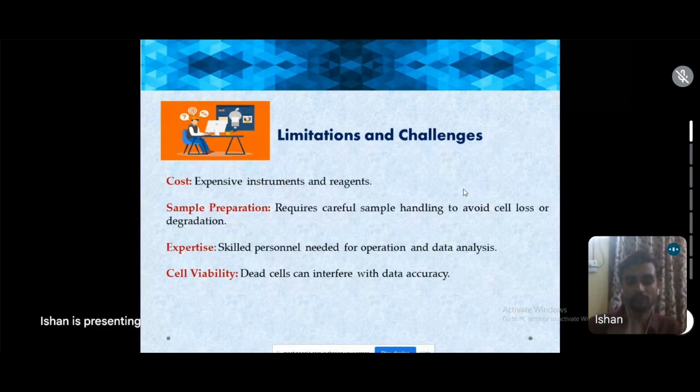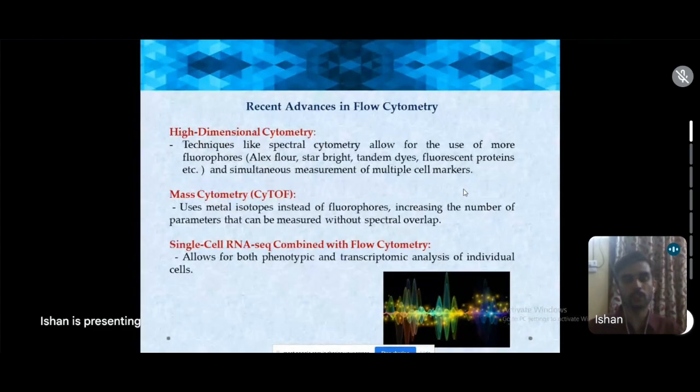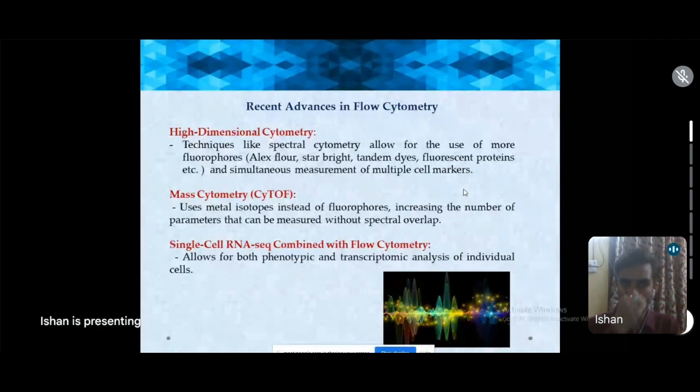That also needs to be validated in our analysis. Now, the flow cytometry which I was talking about for the past 45 or 50 minutes was the classical flow cytometry. Now, flow cytometry has become much more advanced. There are a few more advanced levels being presented here.